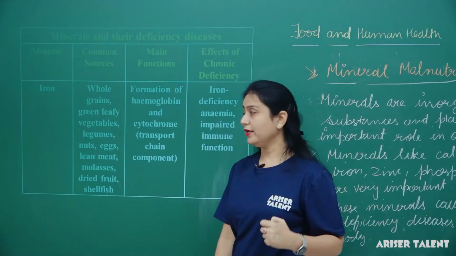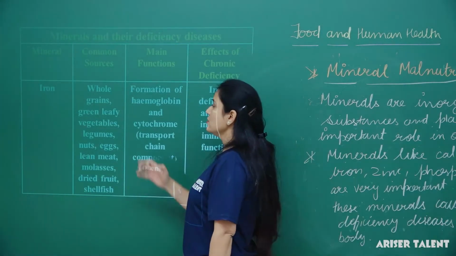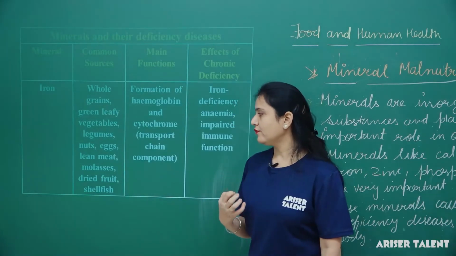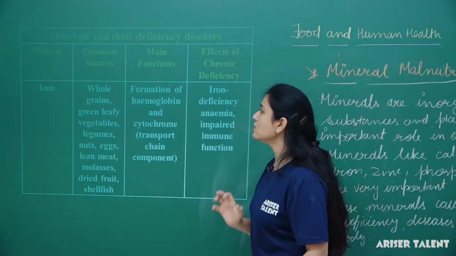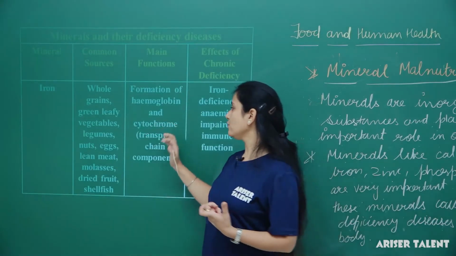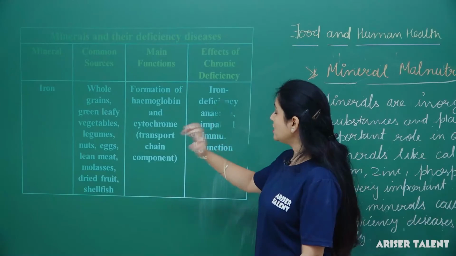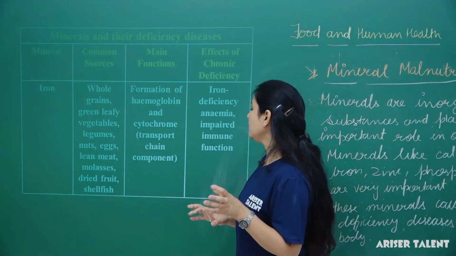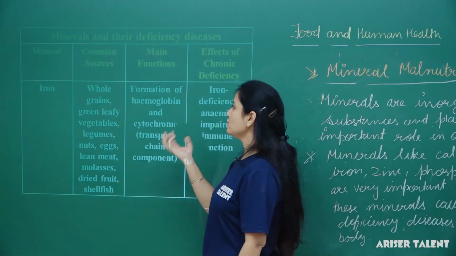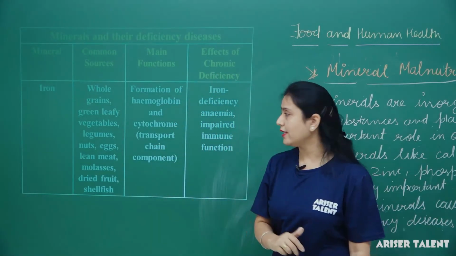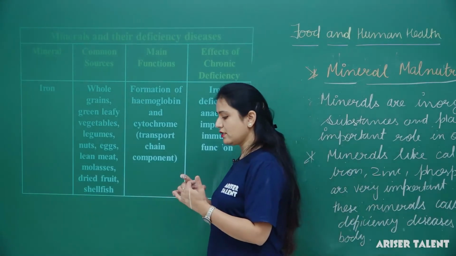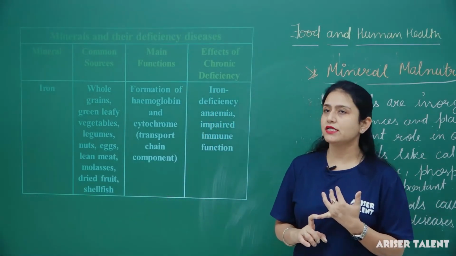Next very important mineral is iron. The common sources of iron are whole grains, green leafy vegetables, legumes, nuts, eggs, lean meat, molasses, dry fruits and shellfish. The main functions are formation of hemoglobin and cytochrome, which are transport chain components. Hemoglobin helps to transport oxygen in the blood from one organ to another. If there is a deficiency of iron, it causes iron deficiency anemia and impaired immune function. Anemia is caused by the deficiency of iron as well as vitamin.